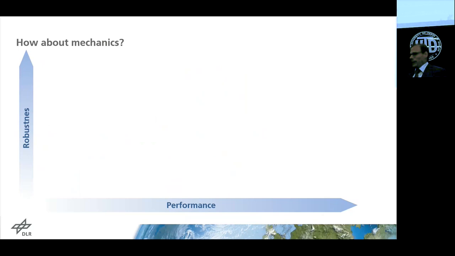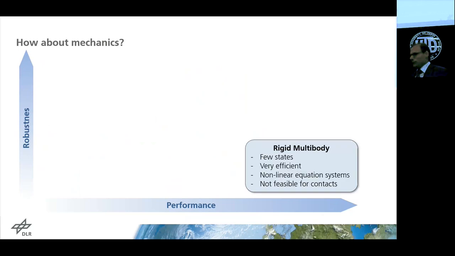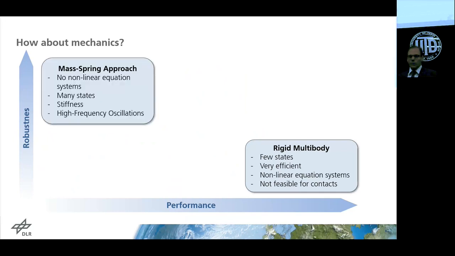can we do something similar for mechanics? There we have kind of rigid multibody, very few states, very efficient, but I get my nonlinear equation systems as soon as I have kinematic loops, and I have big problems if I have limiting joints or contacts or all these things, or even adhesive friction, all these transients, they cause a lot of problems. And then there are mass spring approaches, where I get a lot of stiffness, a lot of high-frequency oscillations, many states, etc. You can think about that. So can we find something there?